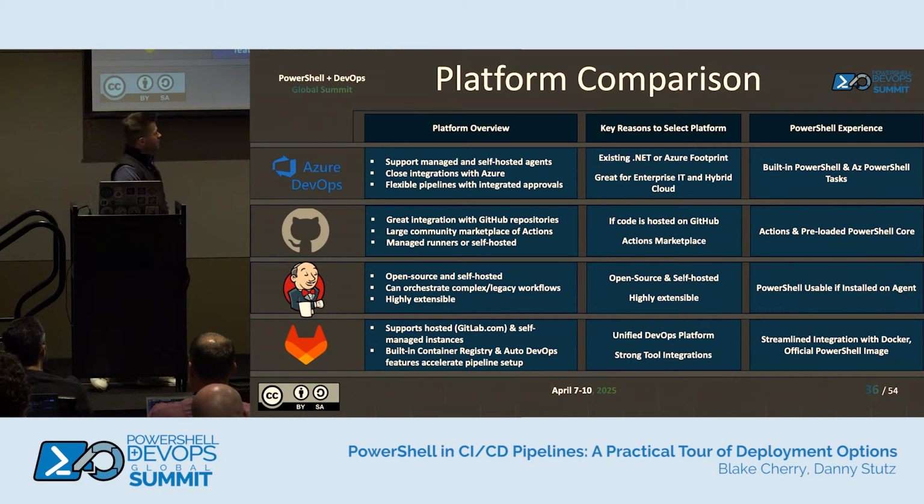With Jenkins, as it is self-hosted, typically you would self-host your agents, so where you're running your code. So it's important to make sure PowerShell is installed on that agent if your pipelines will run PowerShell code.